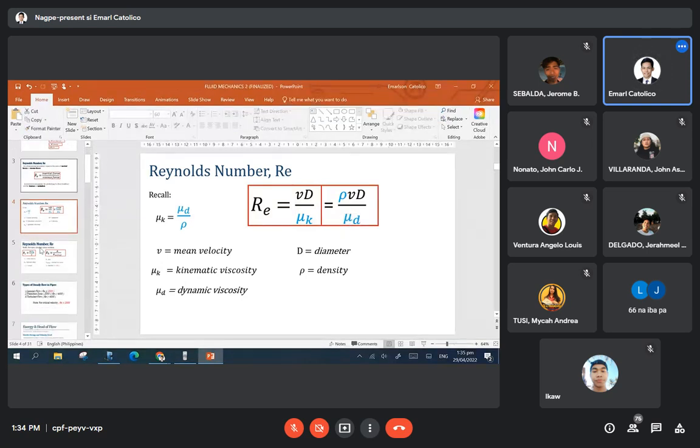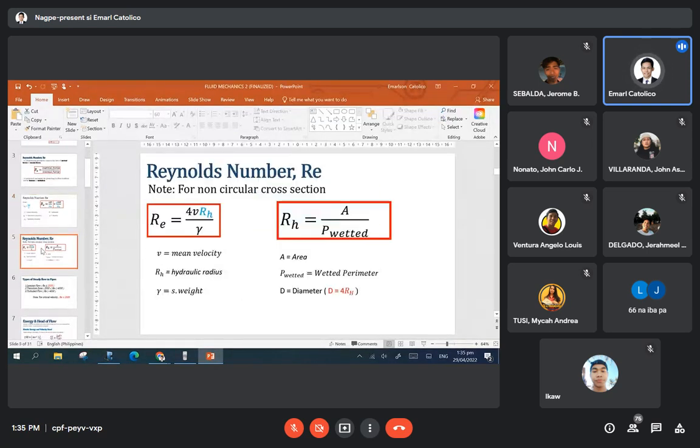Okay? Pag kino-consider natin yung non-circular cross-section, ang formula ng Reynolds number is 4 times mean velocity times hydraulic radius divided by gamma. Okay? Where yung ating hydraulic radius is equals to area divided by wetted perimeter. Ibig sabihin ng wetted perimeter, yung perimeter ng iyong section na nababasa ng tubig or ng fluid.